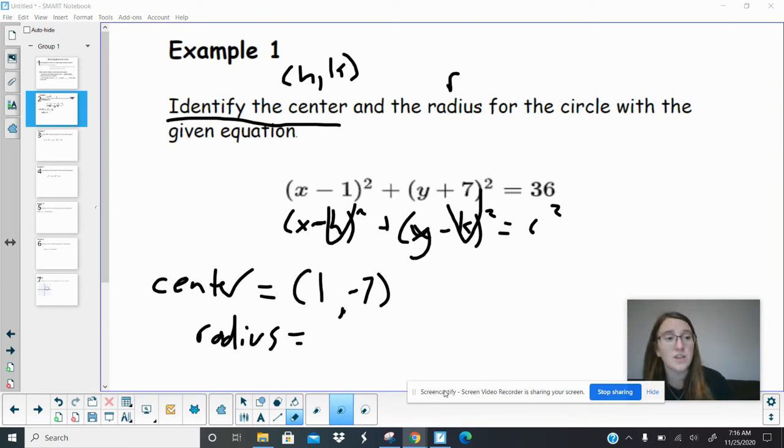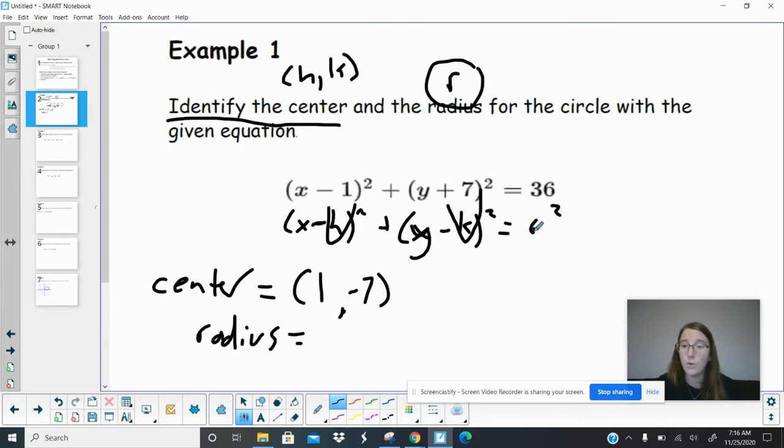If I wanted to go plot this on a graph, which we're going to see an example of later, I would go over 1, down 7. There's the center of my circle. So the radius now, notice that again, the radius is just r, but the equation is r squared. So this equals r squared, not just r. We want just r. So if this is r squared, how do I get rid of that square so I just have r? We take the square root.